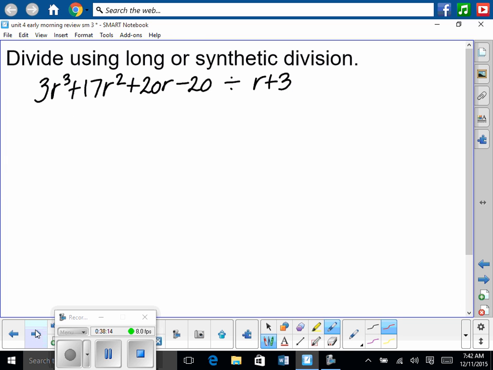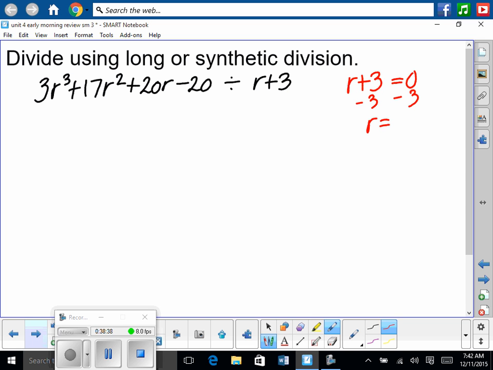Okay, here we go. Divide this using long or synthetic division. I'm giving you the choice. I always choose synthetic division because I think it's easier. With this one, we have this divided by this. If you're going to do synthetic division, you have to say r plus 3 is the factor, so we set it equal to 0 and solve.